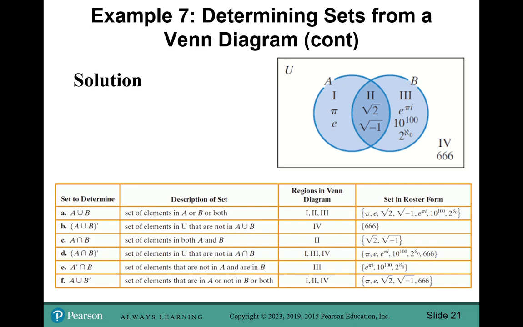If I'm looking at A union B complement, it's basically everything that's not in A union B. So everything not in this shaded blue area. The only thing not in that shaded blue area is the 666. If I look at A intersect B, I'm basically looking at just this intersection point that they share here. That only contains 2 elements, the square root of 2 and the square root of negative 1.